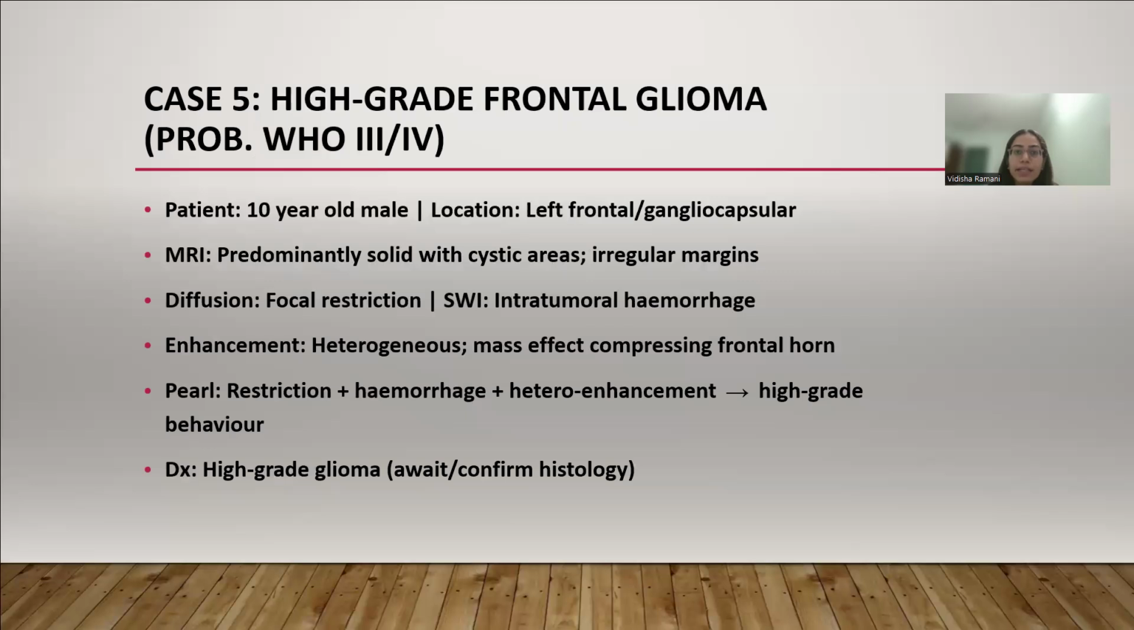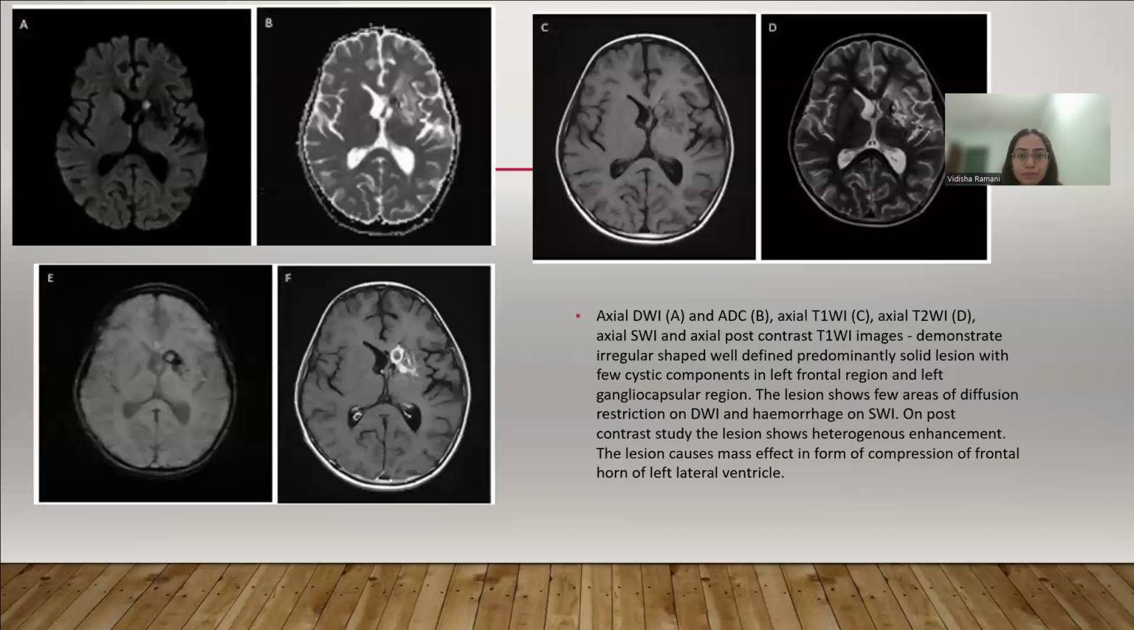Next case is a case of high-grade frontal glioma in a 10-year-old male child, which is classified under WHO grade 3 or 4. Location is left frontal or ganglio-capsular region. MRI shows a predominantly solid lesion with cystic areas and irregular margins, focal diffusion restriction, and susceptibility images show intratumoral hemorrhage. This lesion shows heterogeneous enhancement and causes mass effect compressing the frontal horns. So diffusion restriction plus hemorrhage plus heterogeneous enhancement is highly suggestive of high-grade behavior, and these images show focal diffusion restriction and susceptibility weighted images show intratumoral hemorrhage.